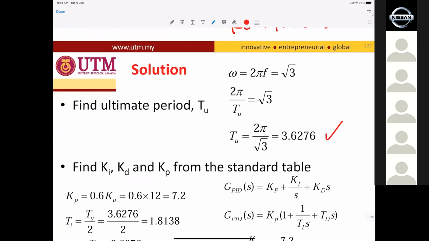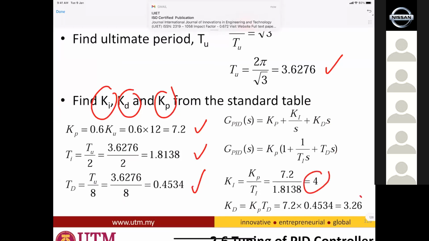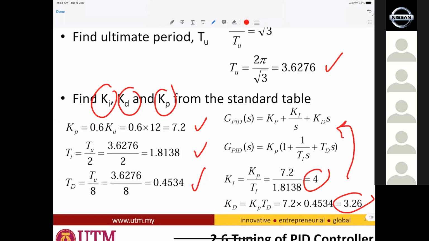3.6276. And find the KP, the KD, and KI from the standard table, which is here. So 7.2 for KP, TI is 1.8138, and TD is 0.4534. Then find the KI and KD from the formula: KP divided by TI, KP multiplied by TD, so 4 and 3.26. Then insert this value inside the GPID, then you will get the answer of the controller.